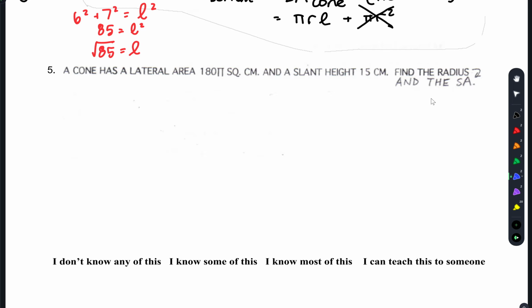Last one, I love these problems. We've got a cone that has a lateral area of 180 pi, so we're starting with the final area. And then I know the slant height, I need to find the radius and then the surface area. So it says a cone has a lateral area 180 pi. What in my cone formula is the lateral area? The whole thing is not the lateral area. The lateral area is just the sides, Caitlin.